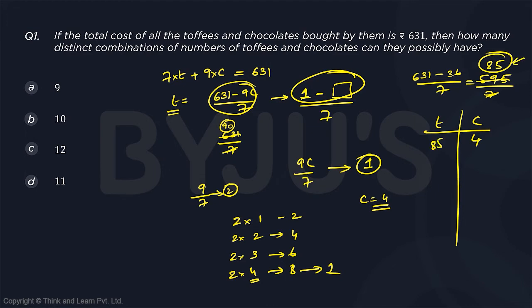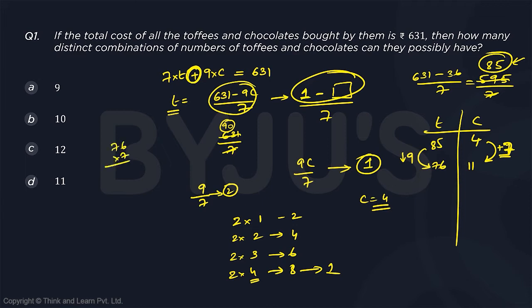Now if you want to find other values, keep this small thing in mind. When there is a plus sign in between, your C changes. If you want to get the next C, increase it by the coefficient of T. If you are increasing C, then T will decrease by the coefficient of C. The coefficient of T is 7 and of C is 9. So 4 plus 7 will become 11, and 85 minus 9 is 76. And you can see that when T is 76 and C is 11, you'll still get the same answer. So just check it out.